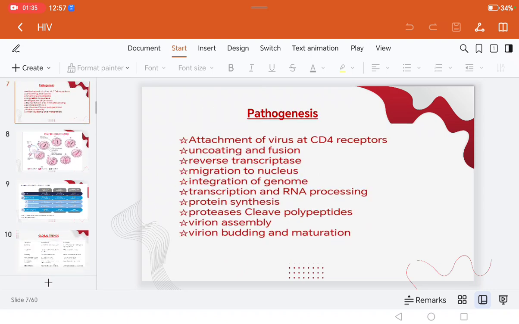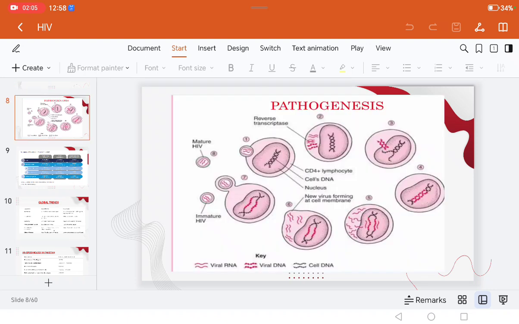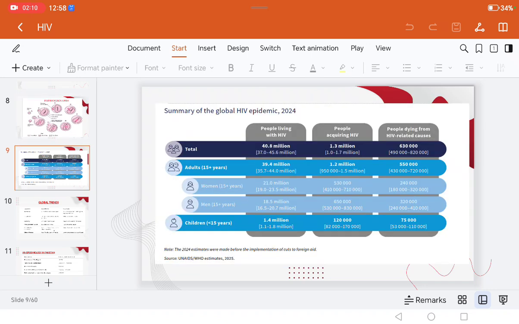This is the pathogenesis. The steps are, first of all, attachment of the virus at CD4 receptors, then uncoating and fusion, then the reverse transcriptase gets activated, migration to the nucleus, integration of the viral genome into the host genome, transcription and RNA processing, and ultimately protein synthesis. These proteins are cleaved by proteases. Then there is virion assembly, and finally virion budding and maturation of the virus. This is a picture of the pathogenesis.